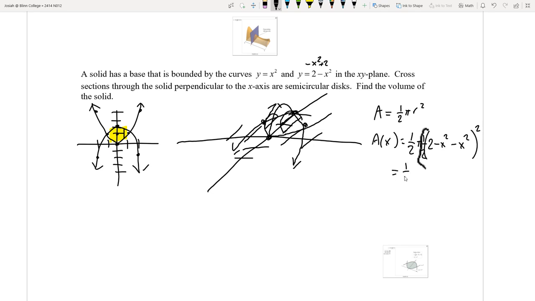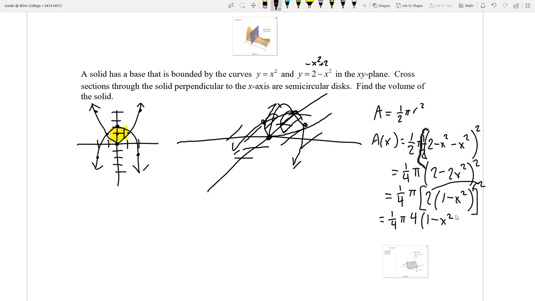So we're looking at 1/2 times 1/2, we'll make that 1/4 pi times (2 minus 2x squared) squared. And let's go ahead and clean this up a little bit. We can factor a 2 out. So we'll need a bracket there. 2 times (1 minus x squared), squared. We can apply the square, remember, to both of the factors here. So 1/4 pi times 4, (1 minus x squared) squared. And so we get pi times (1 minus x squared) squared.